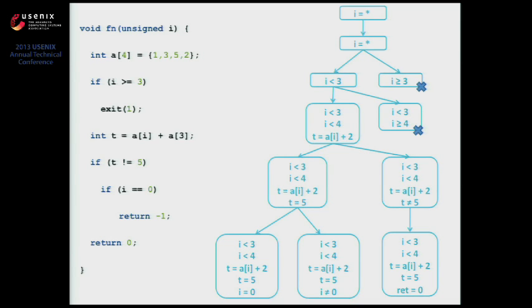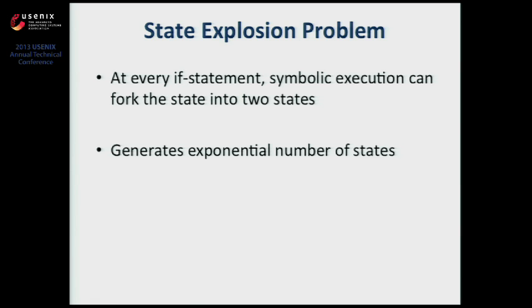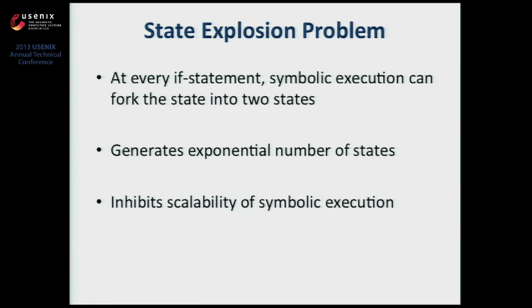We're also able to generate test cases for every single path by solving the constraints in the state. And the other key thing to note is that at every if statement, we split the state into two different states. So this is what leads to what's called the state explosion problem, and it's one of the biggest challenges for symbolic execution. Every if statement, again, we split into two different states, so this obviously generates an exponential number of states, and therefore it inhibits scalability.